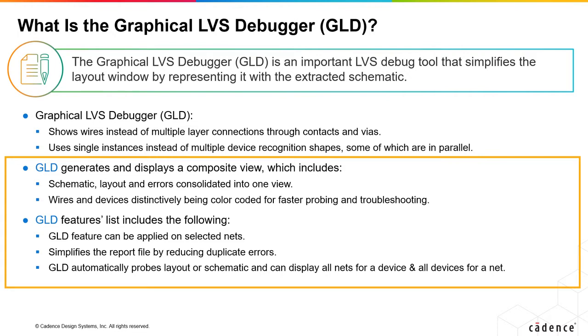Errors are drawn using colors to indicate layout only in red, schematic only in purple, and part of both but not correct in blue. It improves on probing. GLD automatically probes to the layout or schematic, and provides a display feature for showing all nets for a device, and all devices for a net.